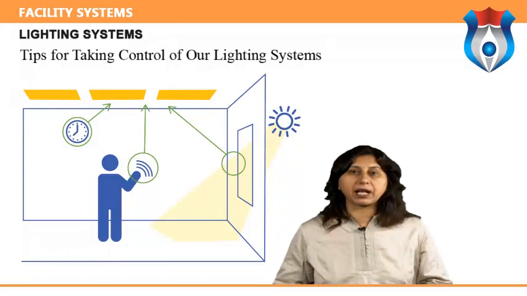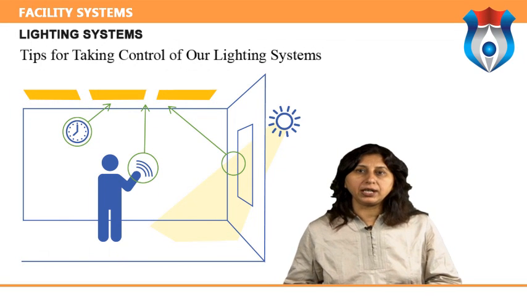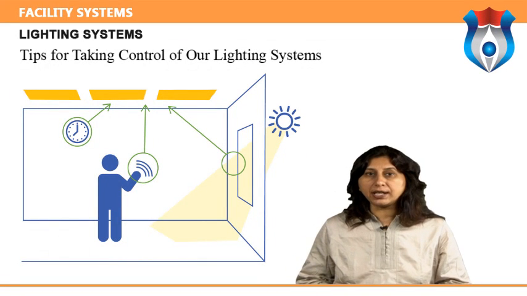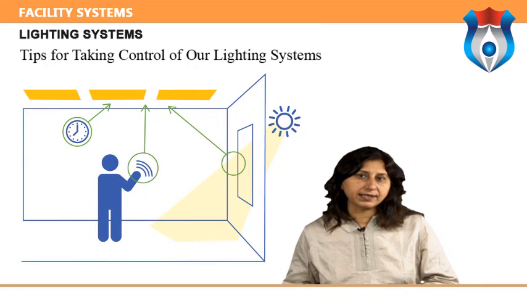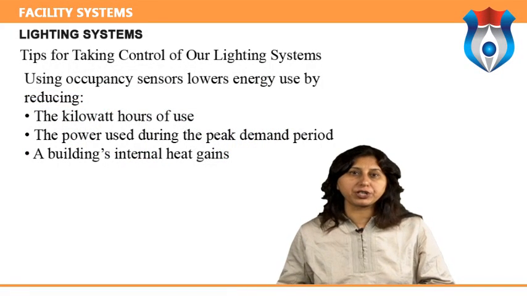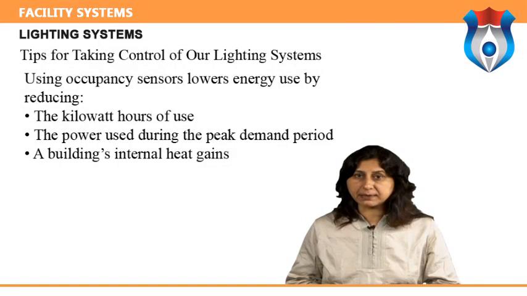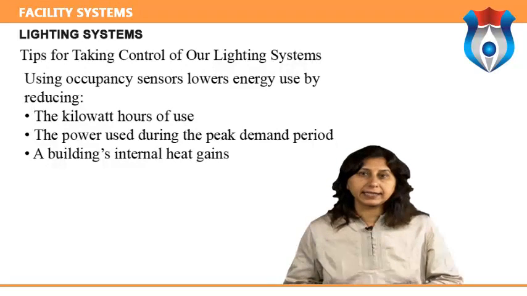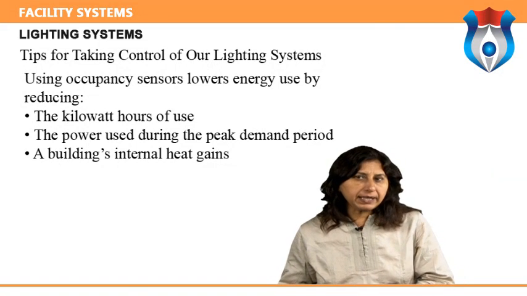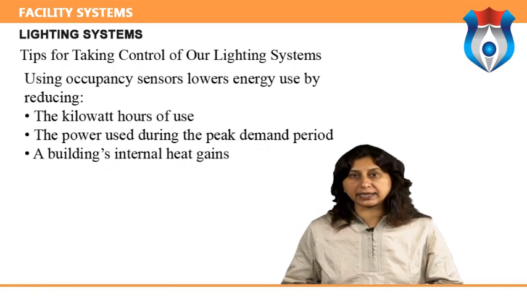Occupancy sensors have become the lighting control of choice for reducing wasted lighting energy in common area applications. Sensors can save energy and extend the life of lamps and ballasts. Using occupancy sensors lowers energy use by reducing the kilowatt hours of use, and the power used during the peak demand period, either by automatically dimming lights or turning them off when they are not needed. Lighting also adds to a building's internal heat gains. Cutting lighting use lowers the building's cooling needs.